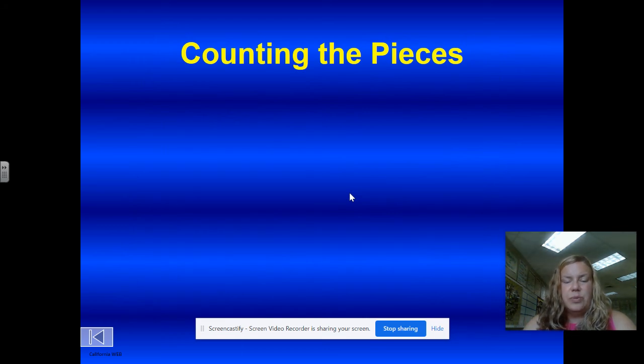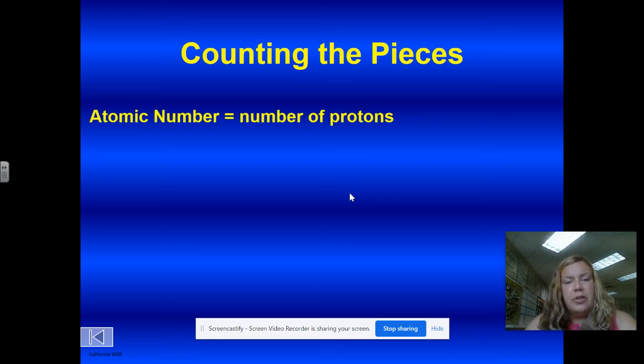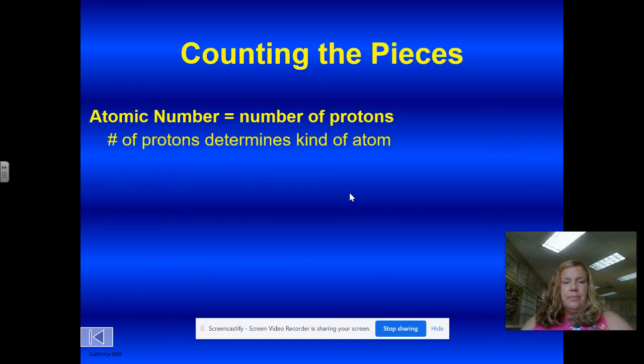To count the pieces, we have to figure out how many protons, neutrons, and electrons are in the atoms. This is fundamental, and a lot of you already know this, but I want to give you a reminder. First of all, you need to know the atomic number. You need to use that language, atomic number. The atomic number is the number of protons in an atom. You'll typically find the atomic number at the top of the square on the periodic table. The atomic number also tells us the number of protons, which determines the kind of atom it is.